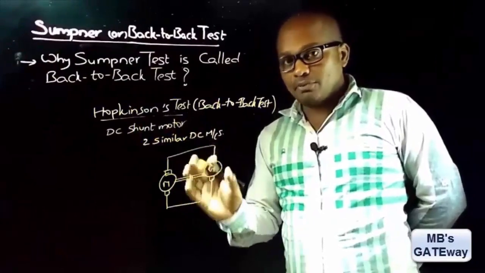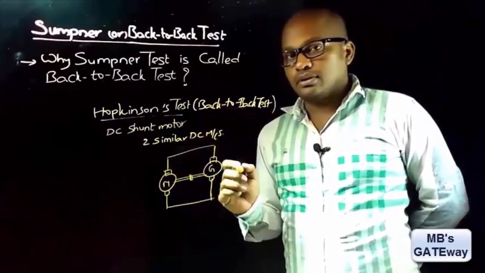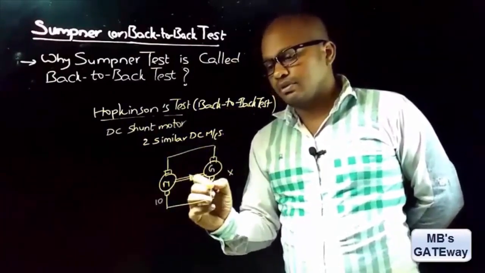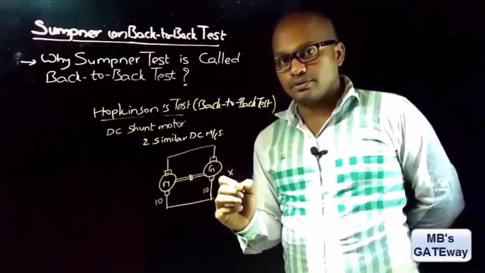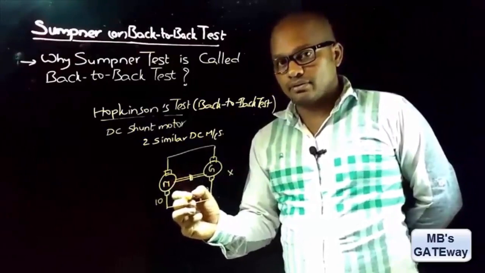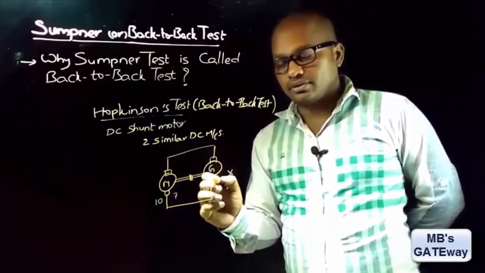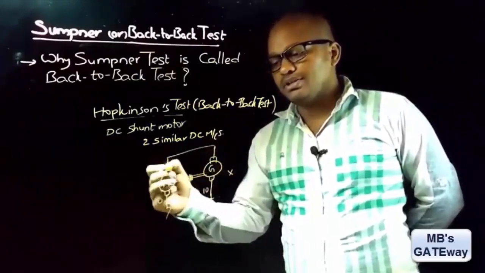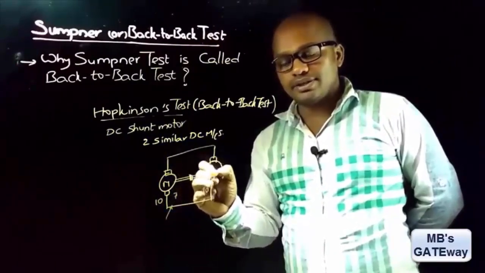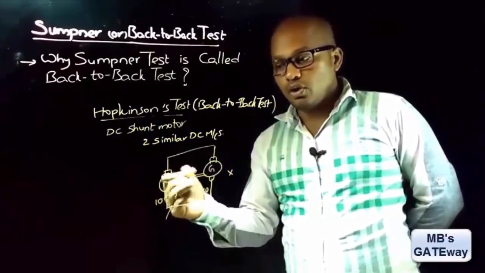But is it practically possible to run these two machines without any external source? No, because of losses present in the machines. This requires 10 as input and let us suppose this requires 10 as input. And because of losses, the output from the motor is 7. And this output from the motor is not sufficient for the generator. So here we need to give additional input to this motor to get 10 as output, and that 10 as output is given as input to the generator. Means we need to give the input to the motor which is equal to the losses in that machine.